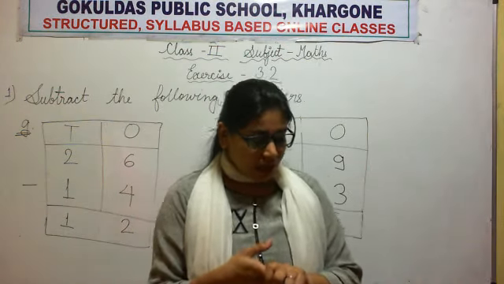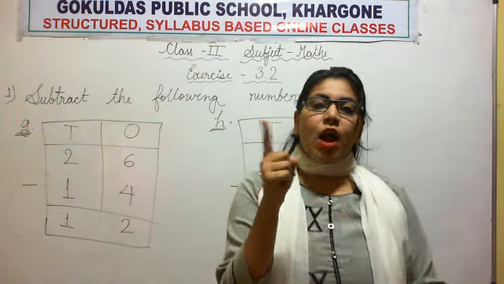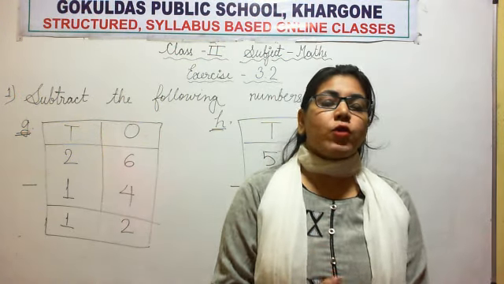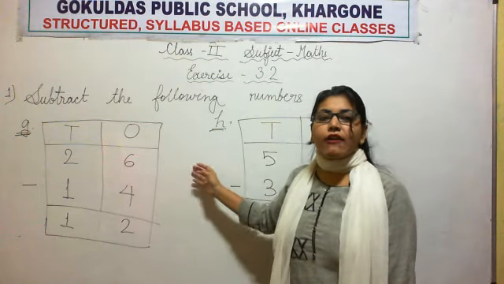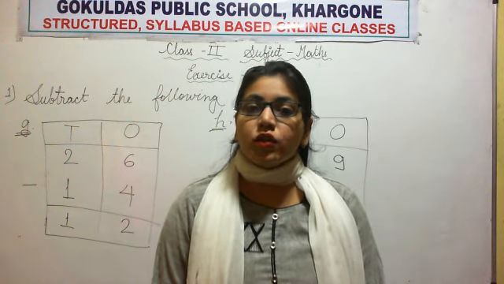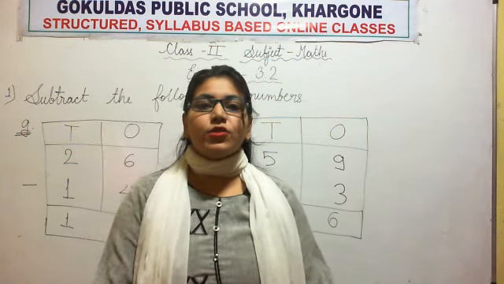So there are 3 methods. First one is subtraction by counting backward. Second is subtraction on number line, and the third one, which we learned today, is subtraction using the column method. I hope you have all understood now.